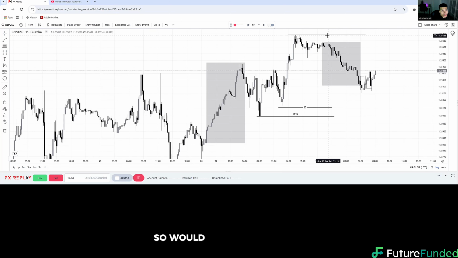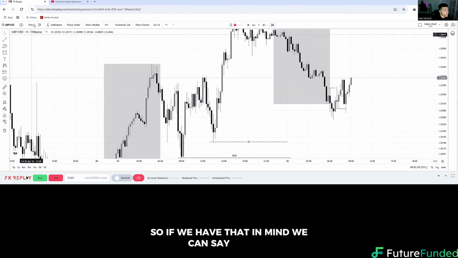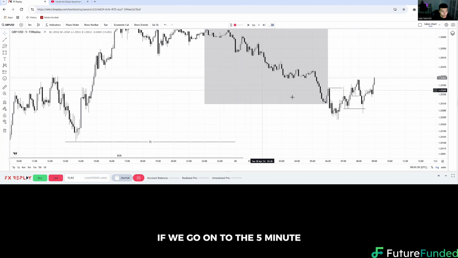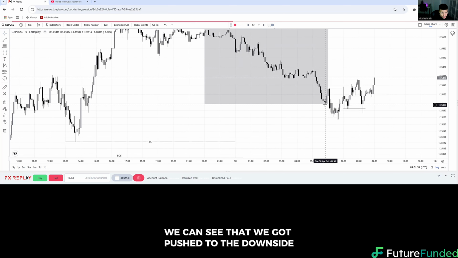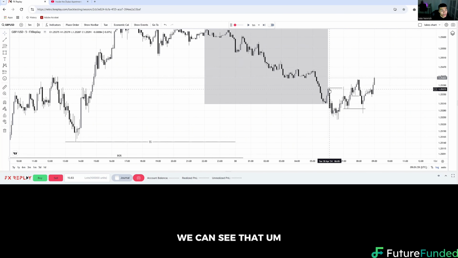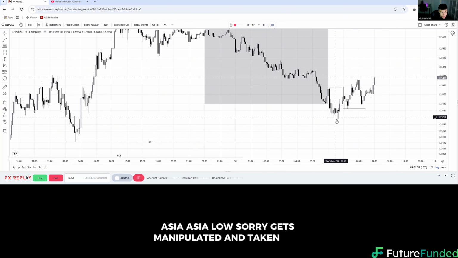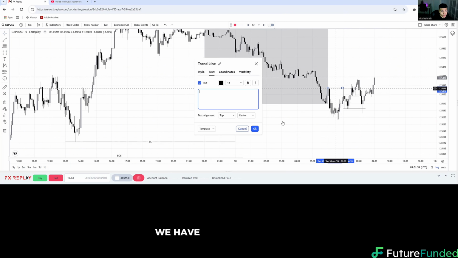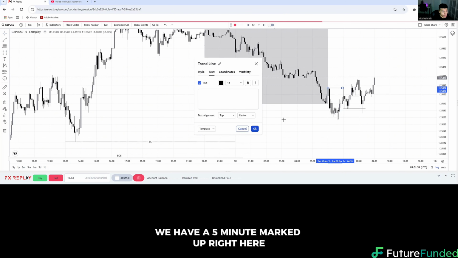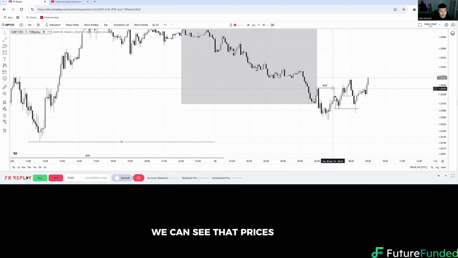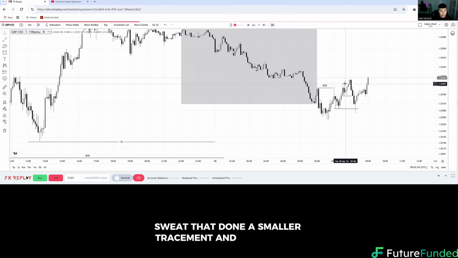Okay, so what did I mention at the start? Price is more than likely going to want to go to these areas and take out more liquidity. Okay, so if we have that in mind, we can say, all right, if we go onto the 5 minute, we can see that we got pushed to the downside. We can see that Asia low gets manipulated and taken out. No problem. We have a 5 minute marked up right here. We can see that price has come back up, swept that, done a small retracement, and now moved higher.